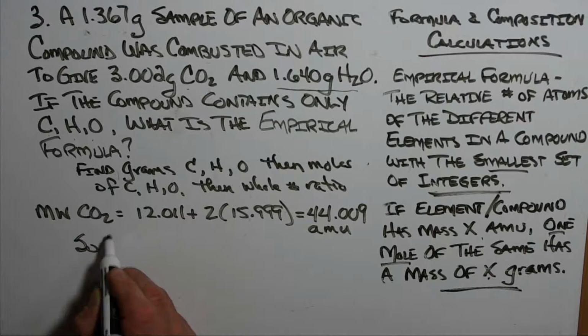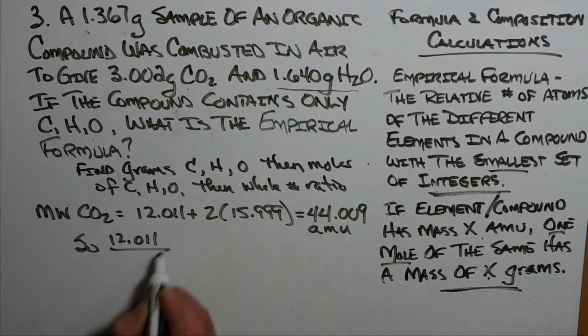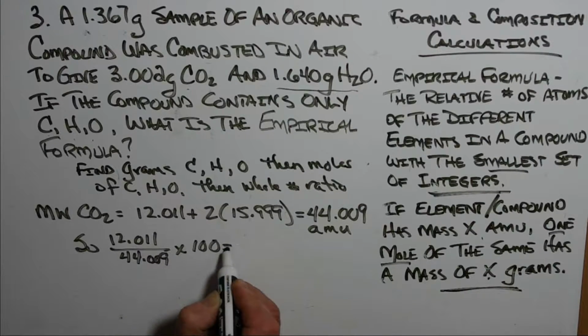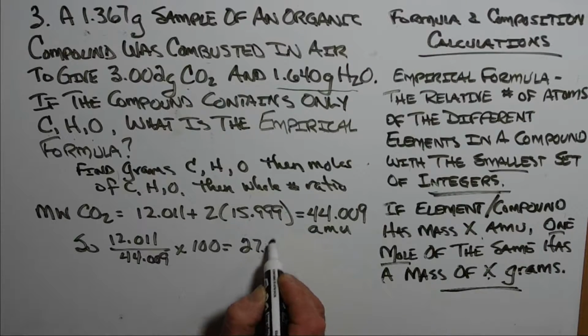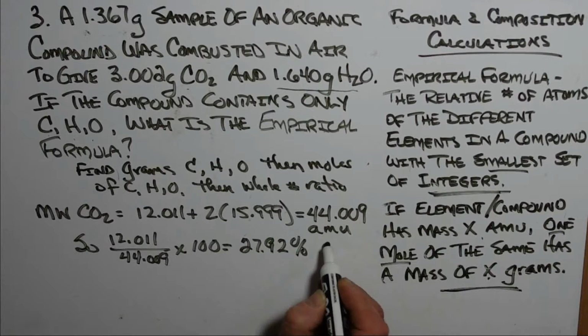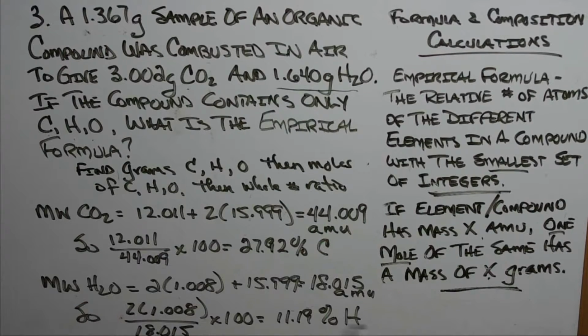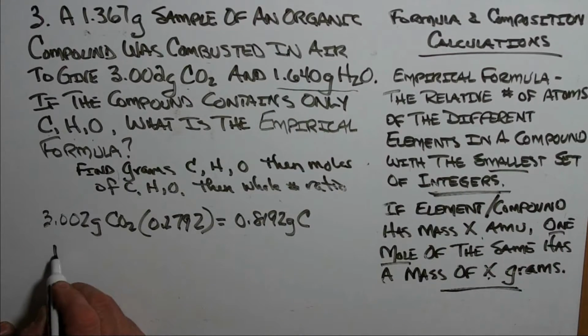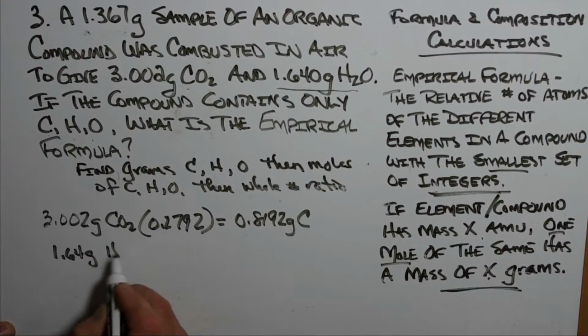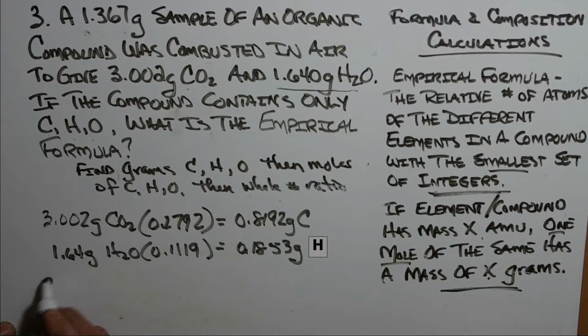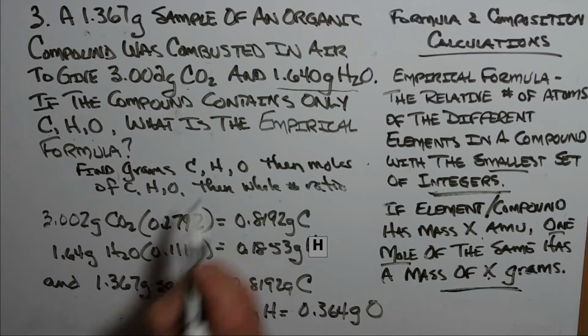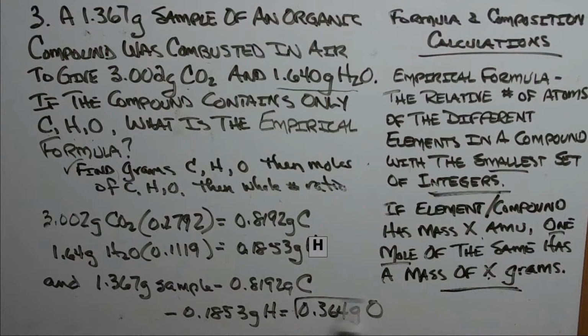So CO2 has a molecular weight of 44.009 atomic mass units, and the percentage of carbon in that compound is the weight of carbon divided by the molecular weight of the entire compound. We get 27.29 percent carbon, and we do the same thing for hydrogen and come up with 11.19% hydrogen in water. So the number of grams of carbon initially is 0.8192, hydrogen, calculating the same way, 0.1853, and 0.346 grams of oxygen present.